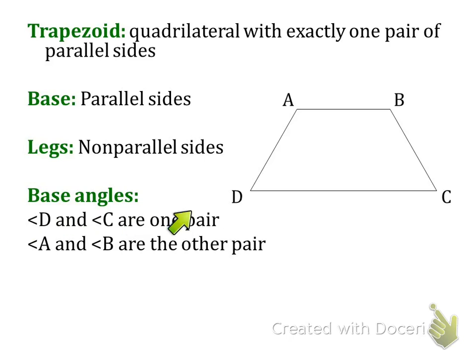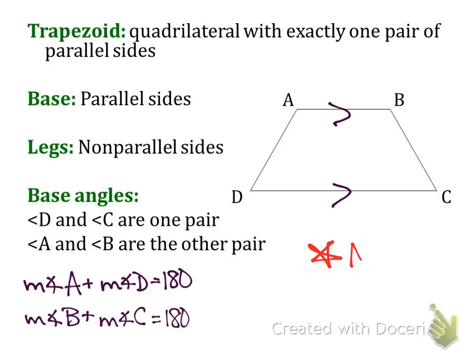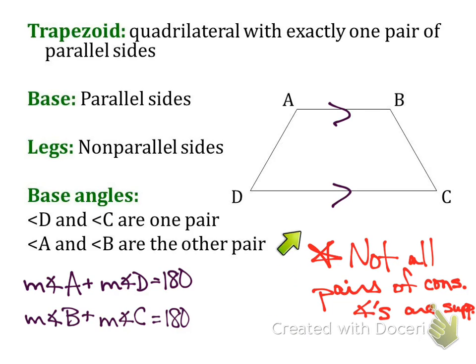So then we have these base angles. D and C are one pair, A and B will be the other pair. So not all consecutive angles are going to add to 180, but A and D for sure will, since they're on different bases, different parallel sides. And then the other pair is B and C, when you're on different parallel sides. Because the essential question says, what's different? That's one thing. Not all pairs of consecutive angles are supplementary. But this is the beginning of what is different.